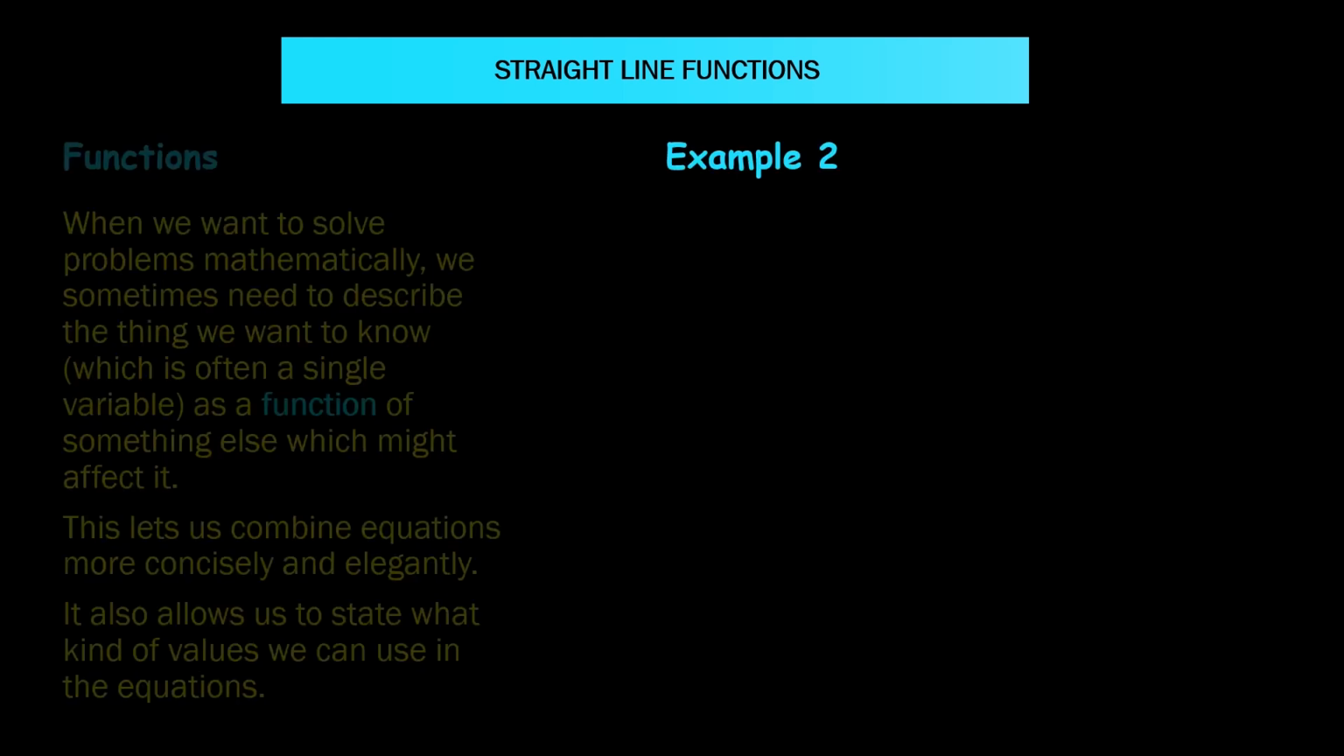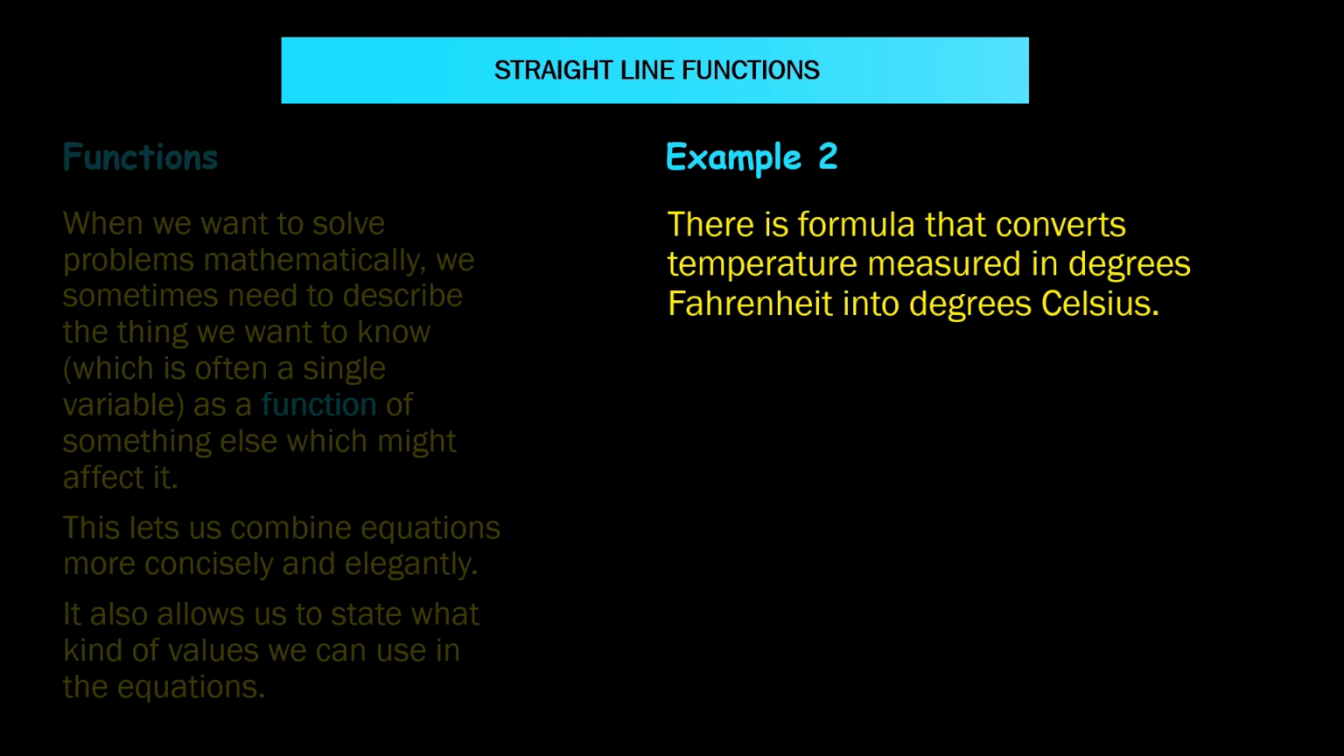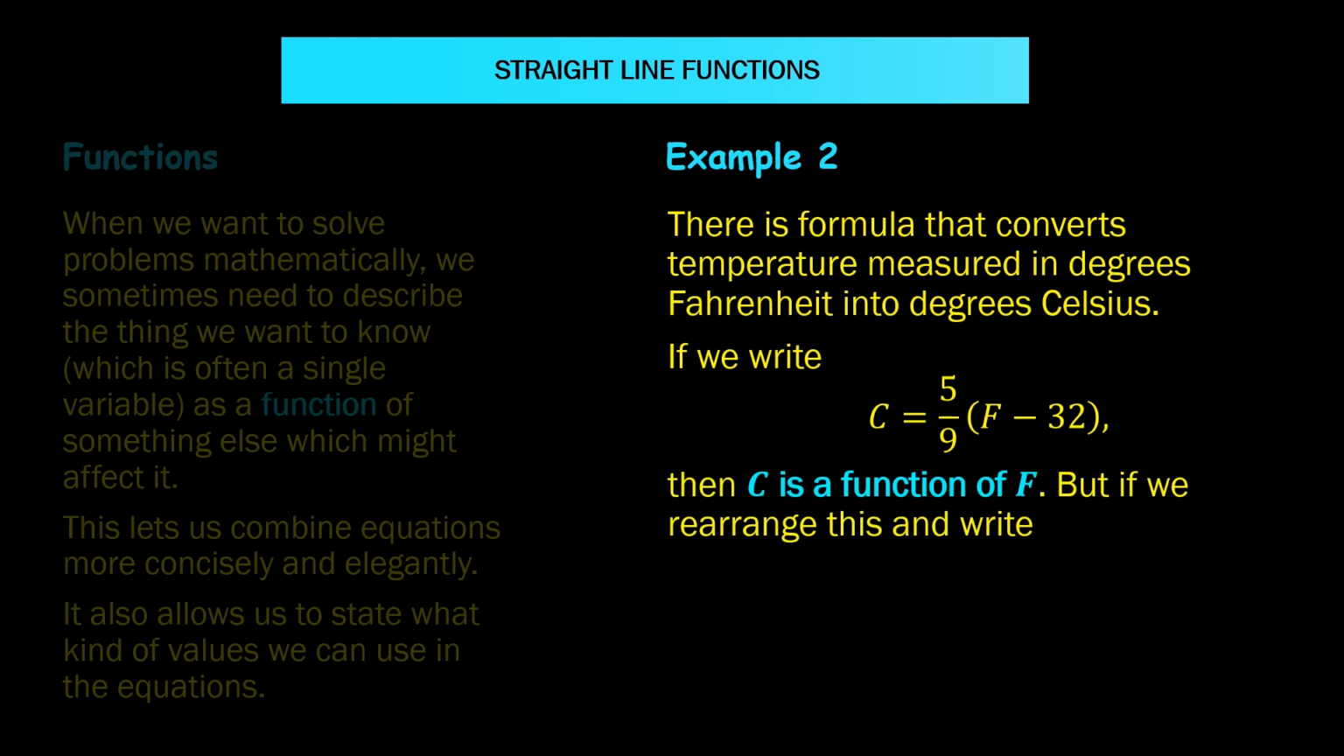So, for example, there is a formula that converts temperature measured in degrees Fahrenheit into degrees Celsius. So if we write C equals 5/9 times (F minus 32), then C is a function of F. But if we rearrange this and write F equals 9/5 C plus 32, then F is a function of C.